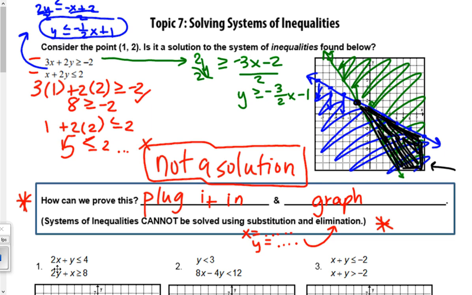So let's test our point again. It was 1, 2. Well, I've kind of drawn all over this. We can still see 1, 2 is right here where that red dot is. That is outside of that double shaded region, so we are further verifying that it is not a solution.